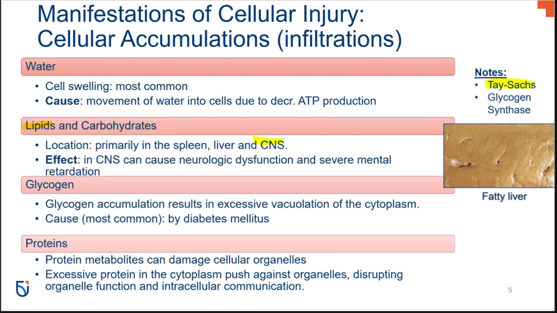Now, similarly, if you've just eaten, excess glucose is taken up by certain body cells and can be stored as glycogen. But when glycogen accumulates within a cell, it can lead to progressive vacuolation, just like we spoke about with water and lipids. And the most common cause of glycogen accumulation is a condition I'm sure you've all heard of called diabetes mellitus. And so this is a disorder of glucose metabolism.